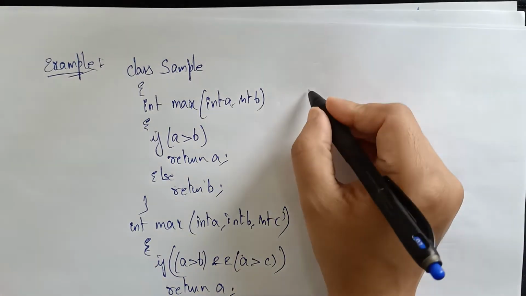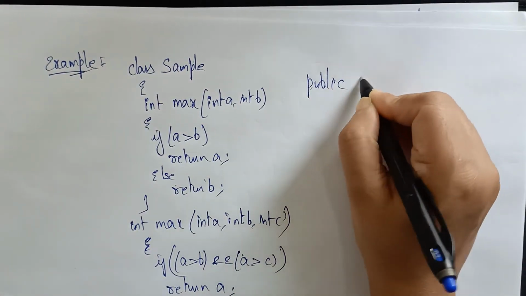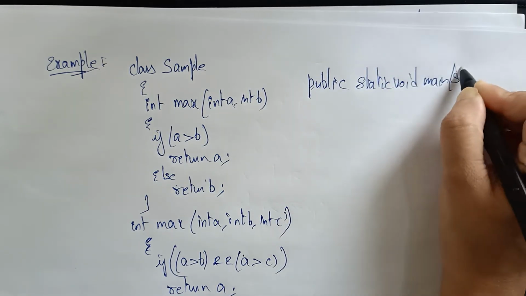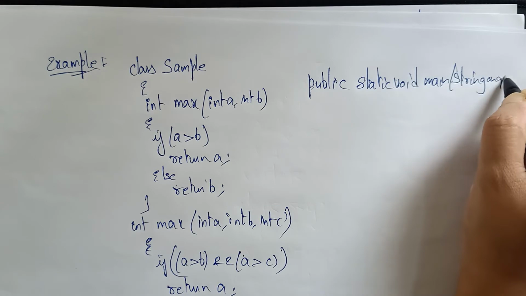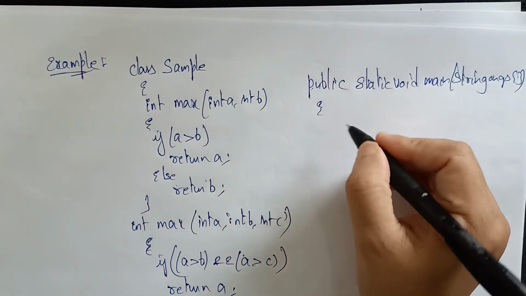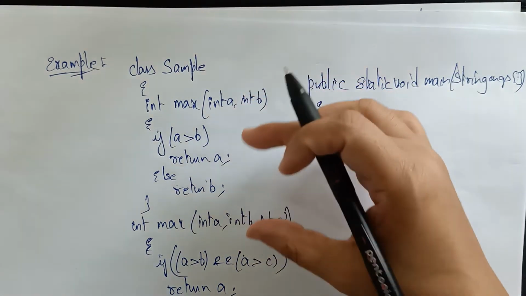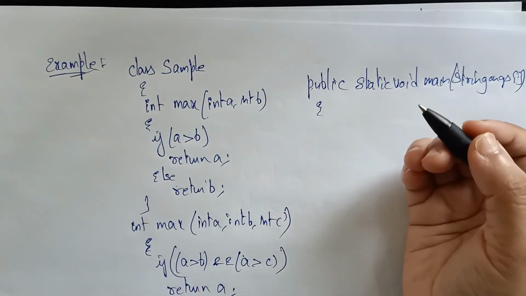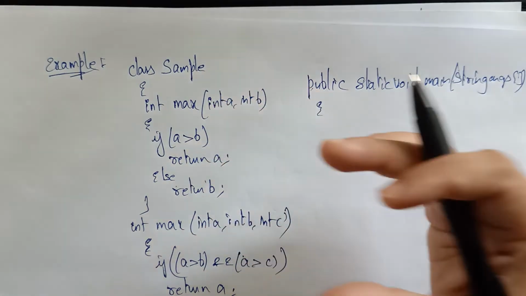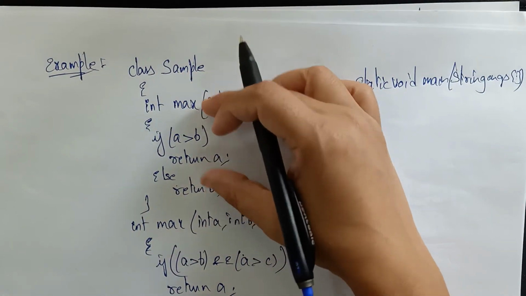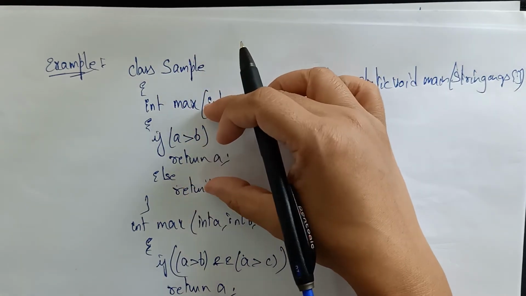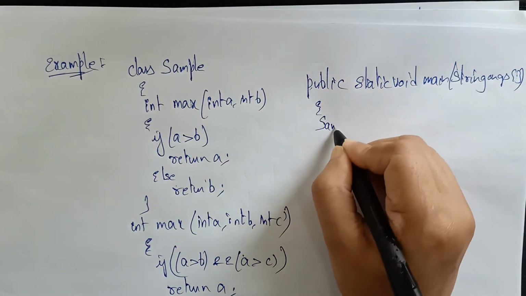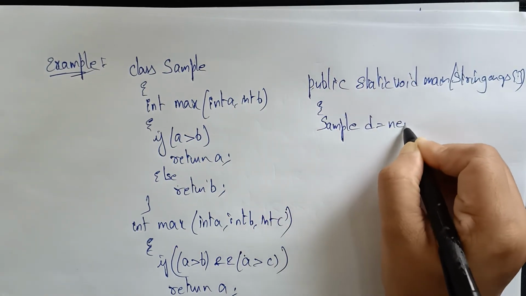Now call the main program. public static void main(String[] args). Here, if you want to call the instance methods, first you have to create an object. With the help of the object only, you can call the instance method. The methods present inside a class are called instance methods. So try to create the class object: Sample d = new Sample().